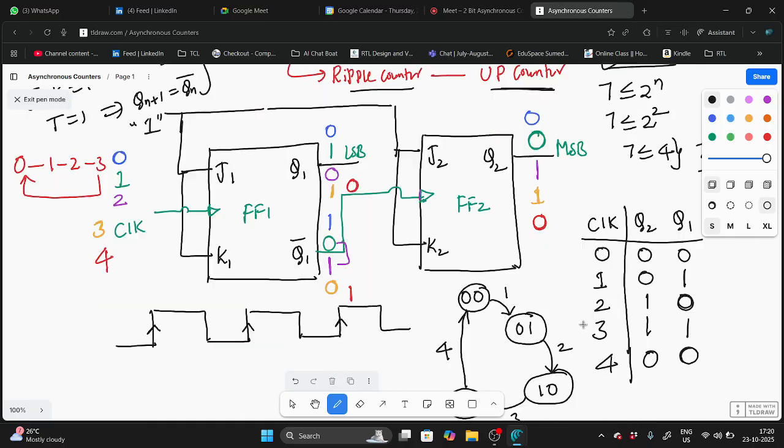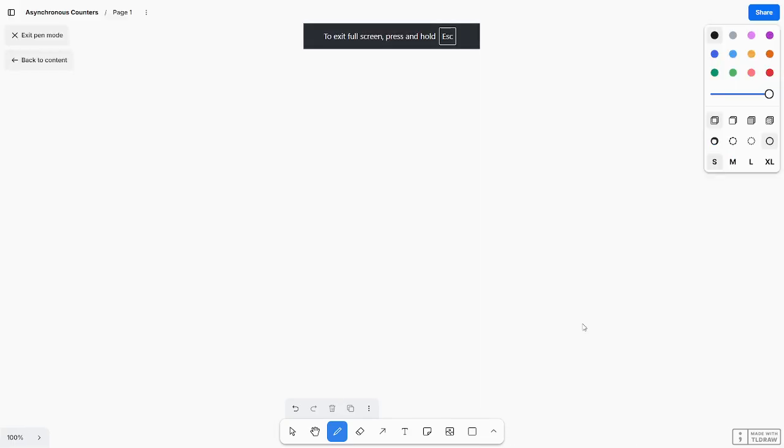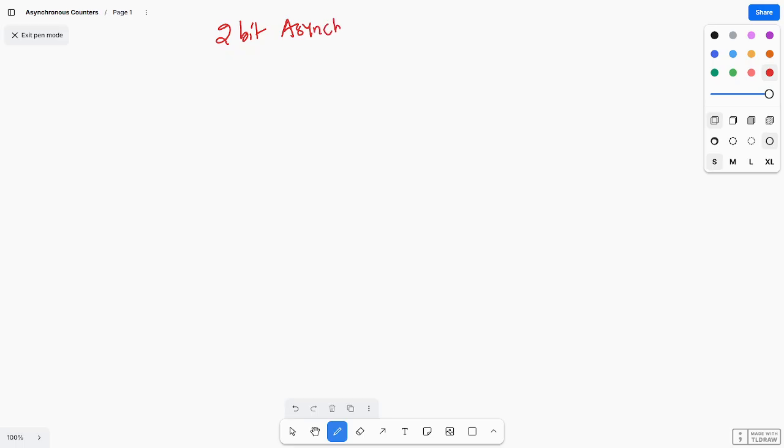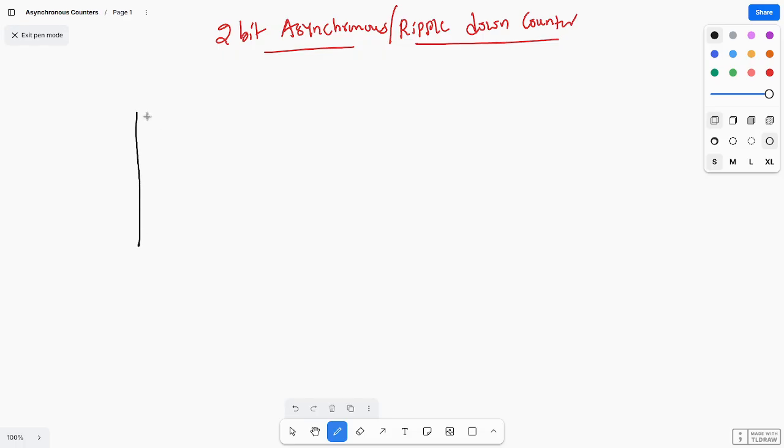Okay, next I will design a 2-bit asynchronous or ripple down counter. So what is the change? Once again I will draw the diagram. Which flip flop am I using? I am using the JK flip flop.